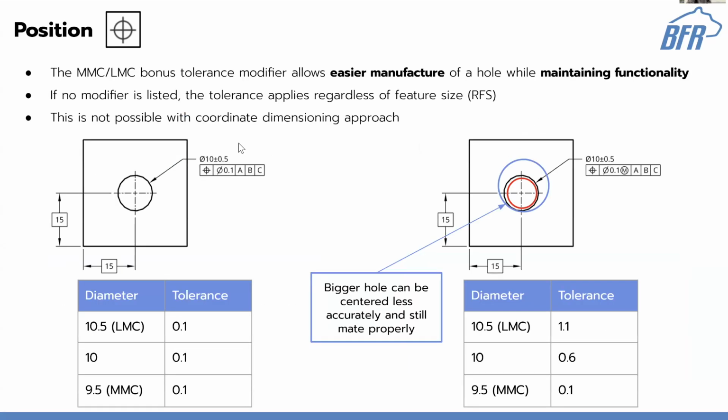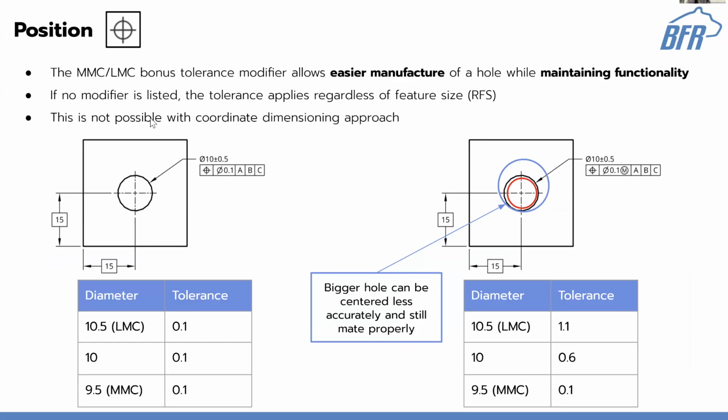So keep going. MMC and LMC, these are those modifiers. So this M symbol right here stands for the max material condition and the least material condition. These are bonus tolerances that allow for easier manufacturing while keeping the functionality in mind. If you have no modifier, you just keep going as normal.